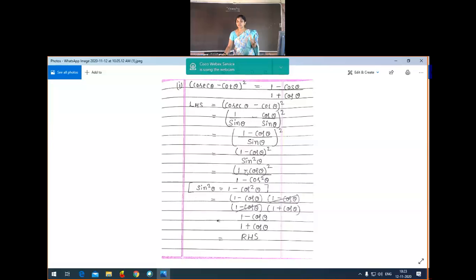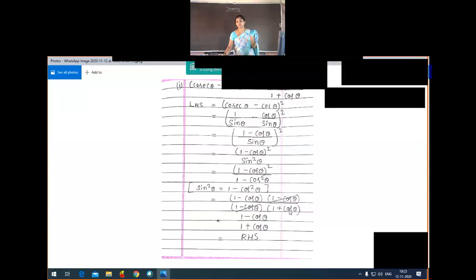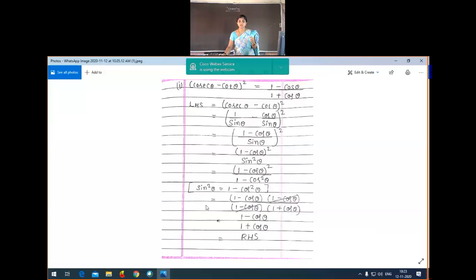Here we can use one identity, that is 1 minus cos square theta. Now if you substitute the identity directly here, you will not get this expression, so you have to think at that time. 1 minus cos theta whole square means 1 minus cos theta into 1 minus cos theta, divided by 1 minus cos square theta, which is 1 minus cos theta into 1 plus cos theta. Here we used the formula a square minus b square is equal to (a plus b) into (a minus b). So it is equal to 1 minus cos theta by 1 plus cos theta.